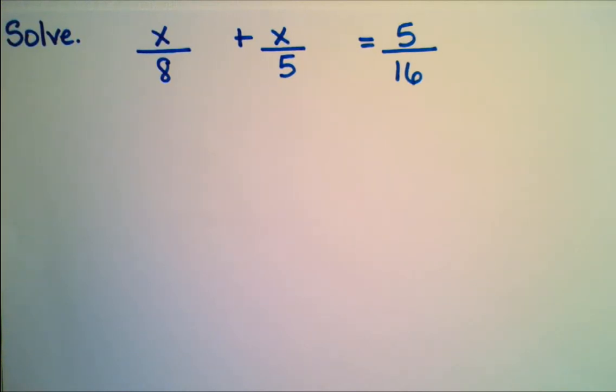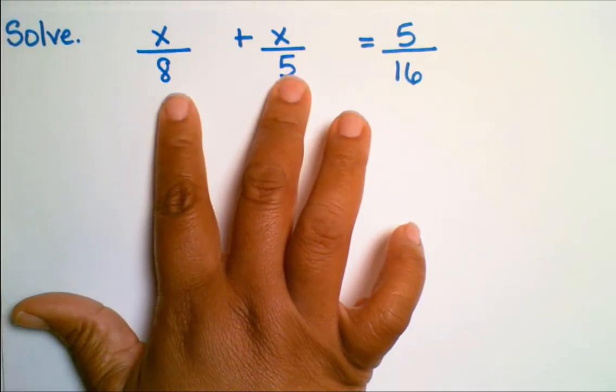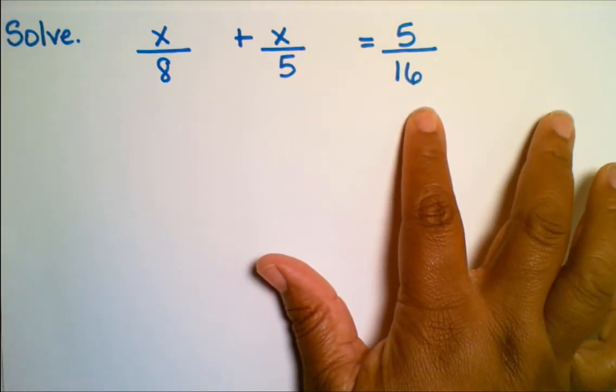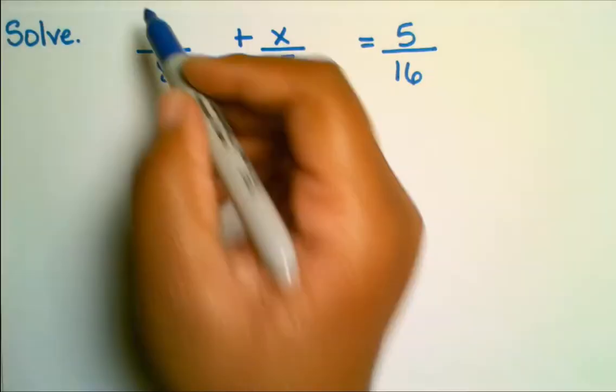We're going to solve this equation by clearing the fractions first. And then we'll follow the procedures of solving a linear equation in one variable. So what I want us to do is place boxes around each term. We have two terms on the left hand side, one term on the right hand side. So I want us to place a box around each term.